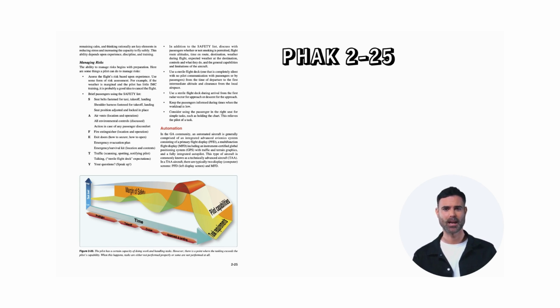S. Seatbelts fastened for taxi, takeoff, landing. Shoulder harness fastened for takeoff and landing. Seat position adjusted and locked in place. A. Air vents. Location and operation. All environmental controls discussed. Action in case of any passenger discomfort. F. Fire extinguisher. Location and operation. E. Exit doors. How to secure. How to open. Emergency evacuation plan. Emergency survival kit. Location and contents. T. Traffic. Scanning, spotting, notifying pilot.